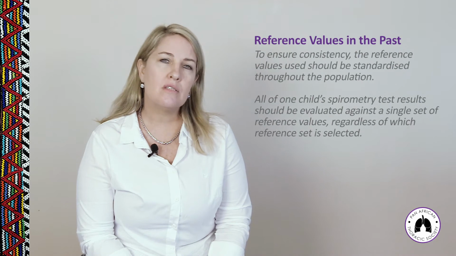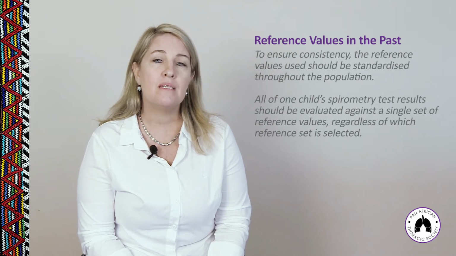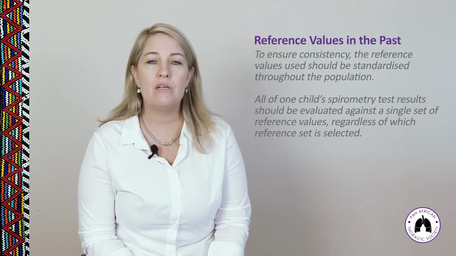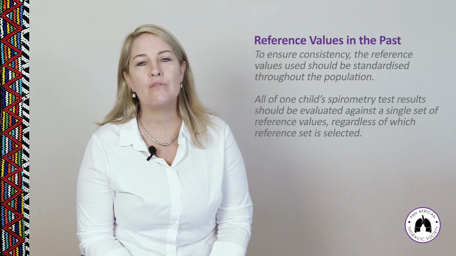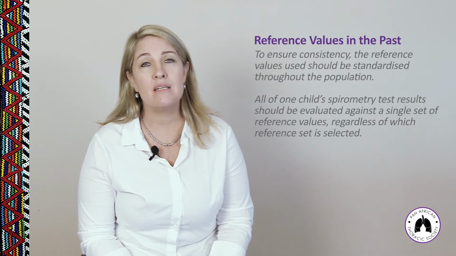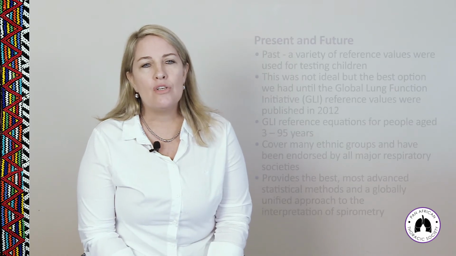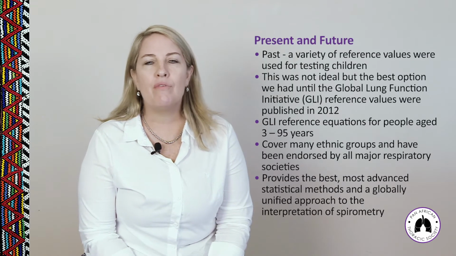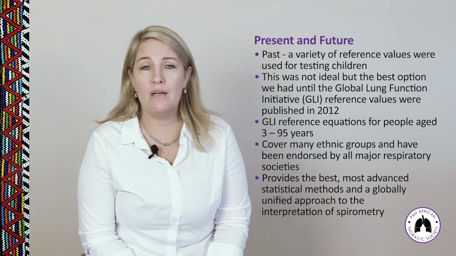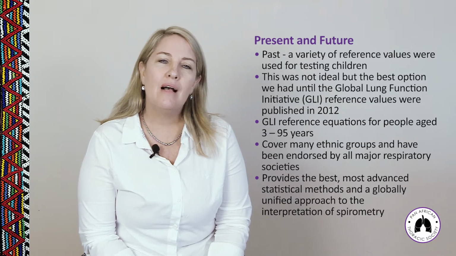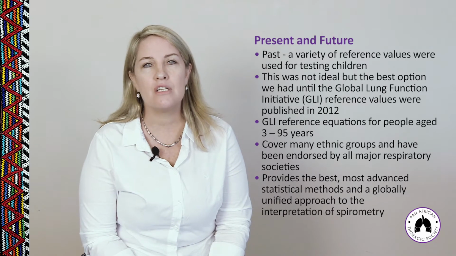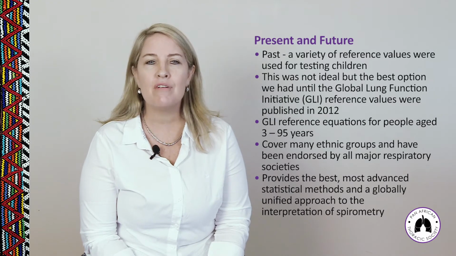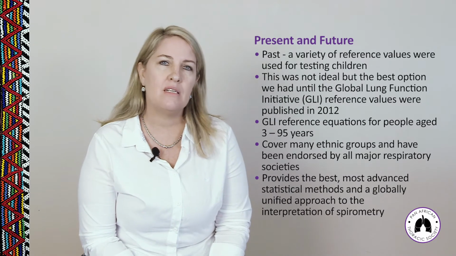So to ensure consistency, the reference values should be standardized throughout the population. All of one child's spirometry test results should be evaluated against a single set of reference values, regardless of which reference set is selected. So in the past, there were a variety of reference values used for testing children, and none of them were really ideal. But they were the best option that we had until the Global Lung Function Initiative, that is the GLI, reference values, were published in 2012.